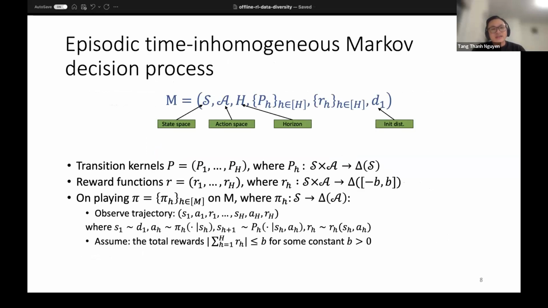Let's look a little more at the concrete setting of offline reinforcement learning. In this work, we consider an episodic time-inhomogeneous Markov decision process. The environment is defined by the state space S, the action space A, capital H is the horizon, the length of the game, and some initial distribution. When an agent plays on that MDP, it has a specified policy pi. The agent will get one trajectory for one episode, ranging from S1, A1, R1 to SH, AH, RH, following the transition P_h and the reward of the MDP. For simplicity, we assume that the total rewards are bounded by some constant B.